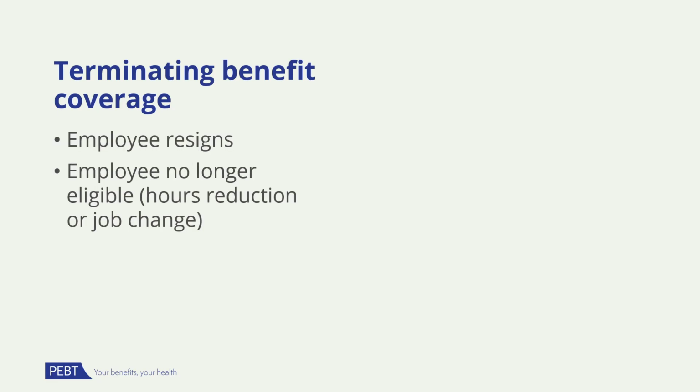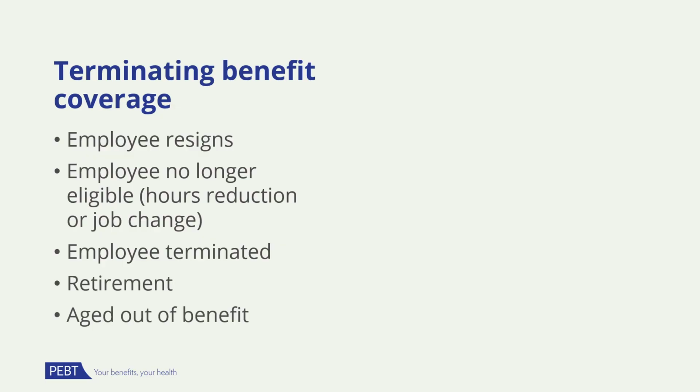There are a few reasons benefit coverage is terminated. These include the employee terminates their employment with the school district, the employee loses eligibility for coverage due to a reduction of hours or a change of job, the school district terminates the employee's employment, the employee retires, or the employee reaches a certain age for some benefits when benefits are no longer covered.